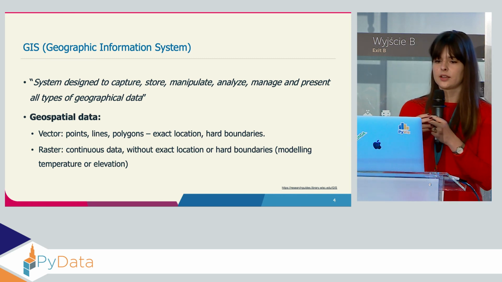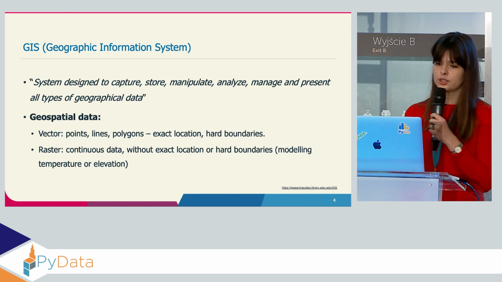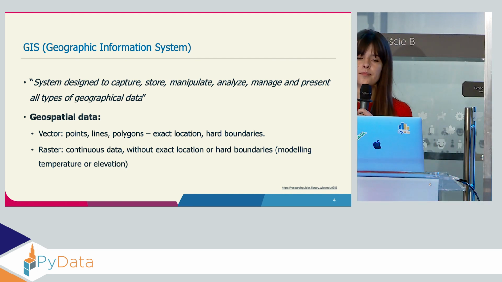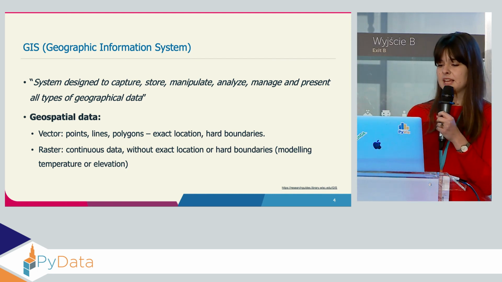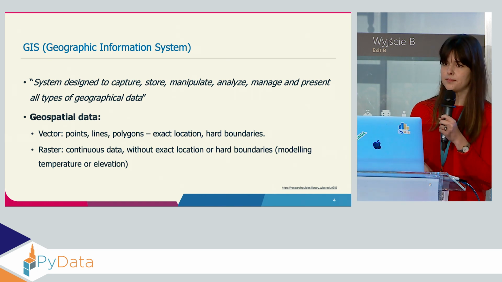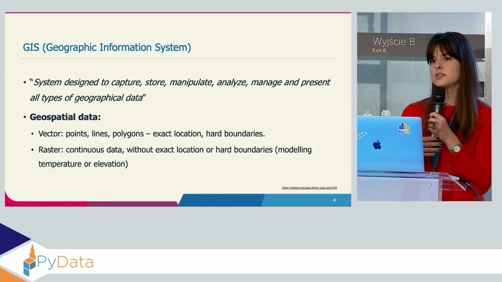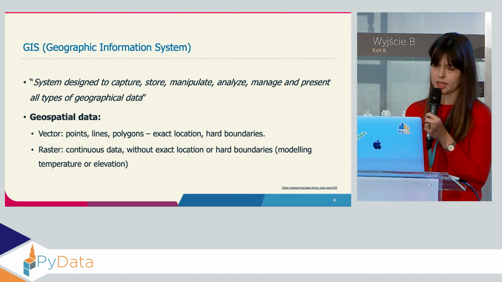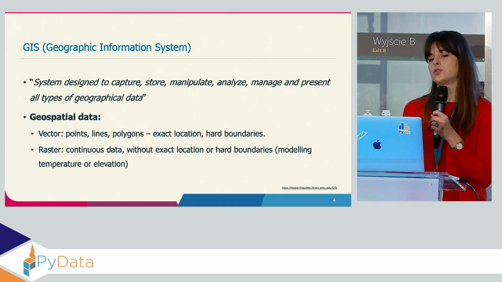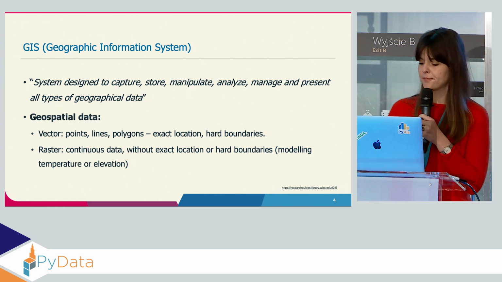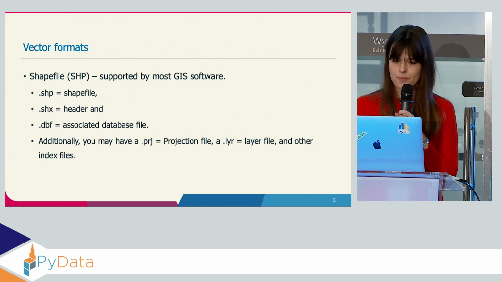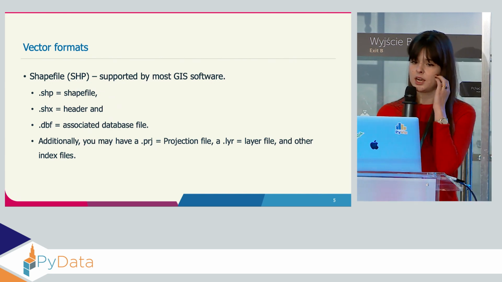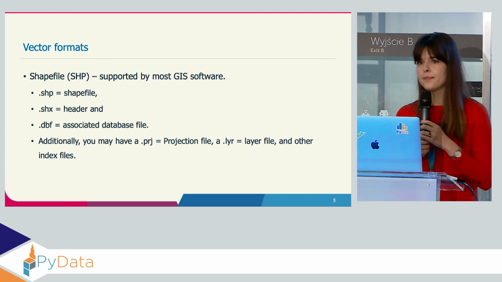Okay, geospatial data can be of two types. Vectors, which are things like points, lines, or polygons, and this is data that has exact location and hard boundaries, or rasters, which is more like continuous data without hard boundaries or exact location. We will talk only about the vectors today. So, vectors can have different formats. One of these formats is a shapefile.